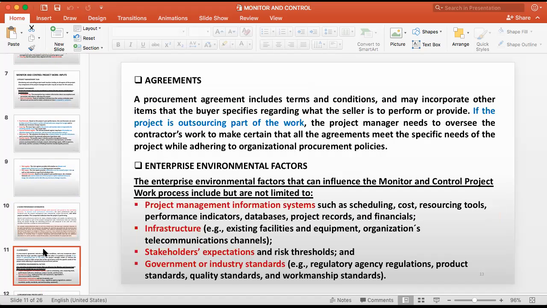Then what are the other inputs? Agreements. A procurement agreement includes its terms and conditions and may incorporate other items that the buyer specifies regarding what the seller, the performer, should do. If the project is outsourcing part of the work, the project manager needs to oversee the contractor's work to make certain that all the agreements meet the specific needs of the project.